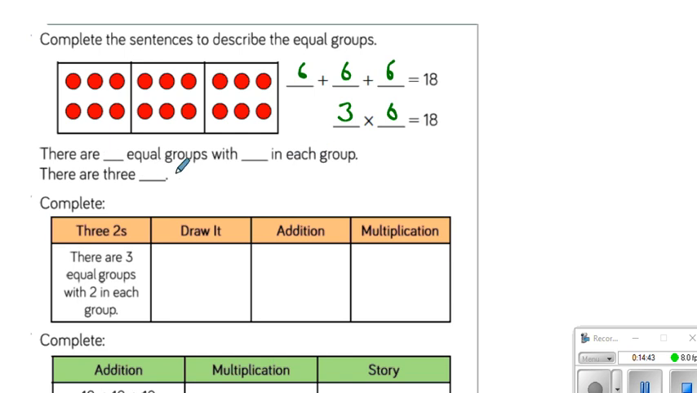There are 3 equal groups with 6 in each group. There are 3 6s.